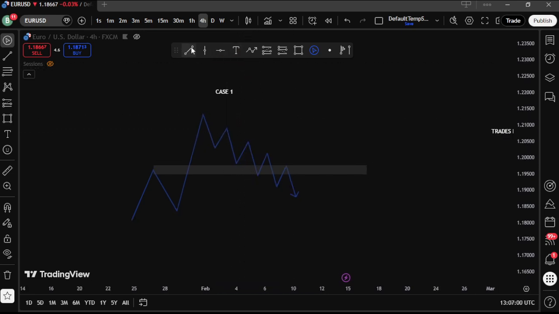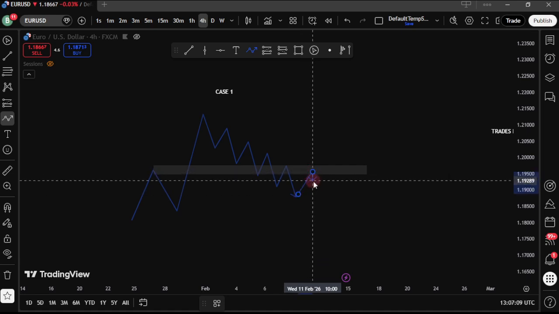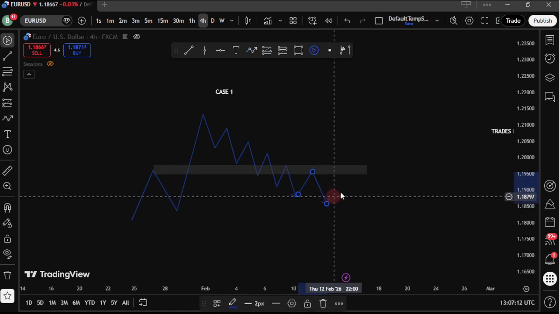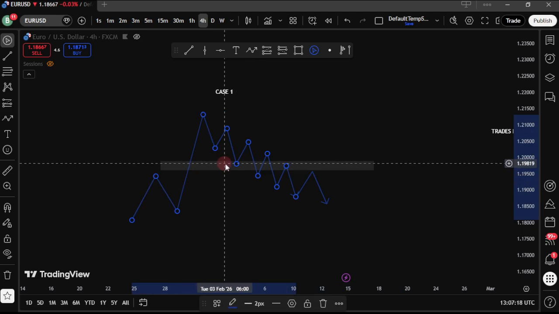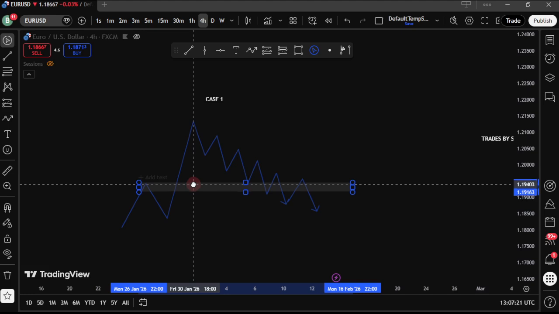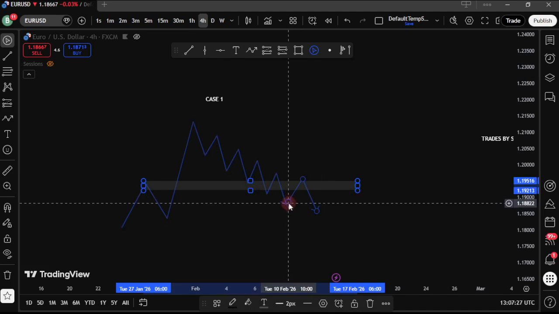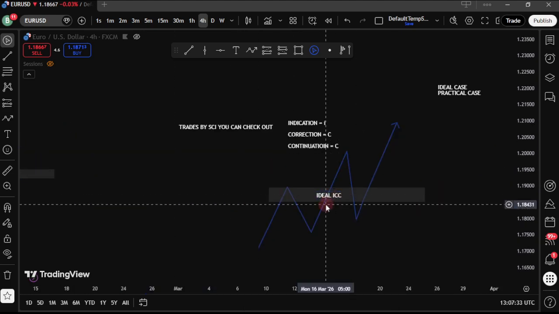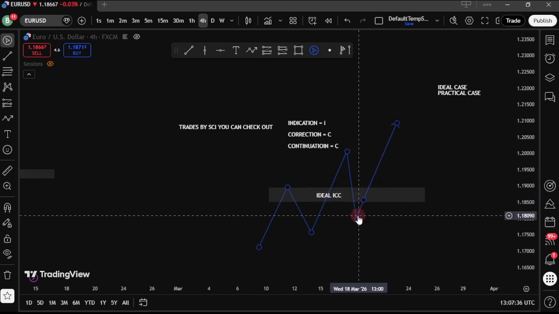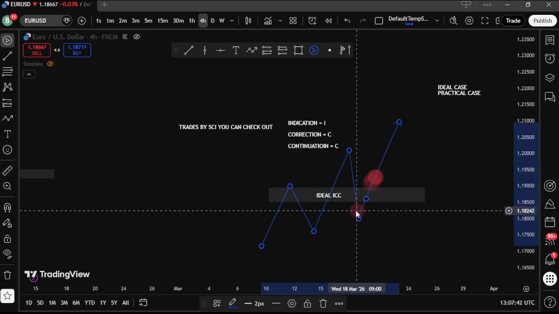Now, when you see the structure coming down like this, let's say we make this high over here, and we make a low over here. Let me adjust the level of indication so that it will match with what I'm trying to put across. Okay, so now you see that we are below the level of indication. Now we come above the level of indication. Now, ideal ICC says that when we come here and you made a pullback, immediately we come above the level of indication that is here, you buy.